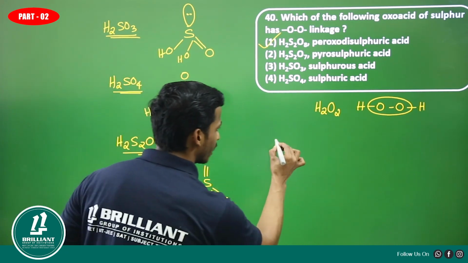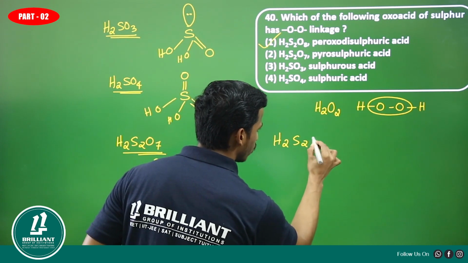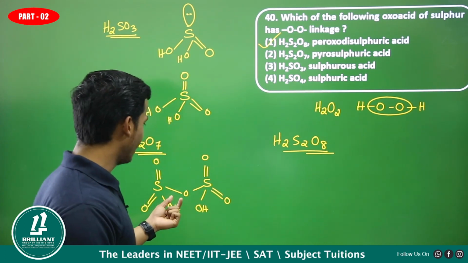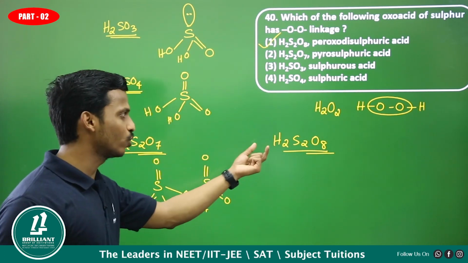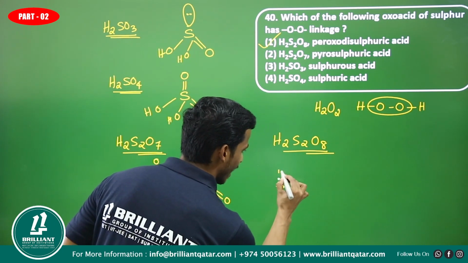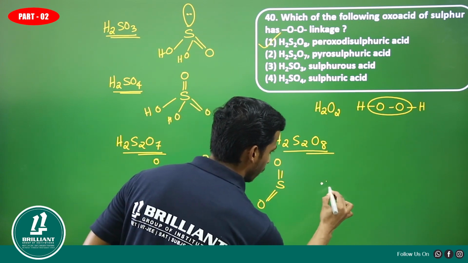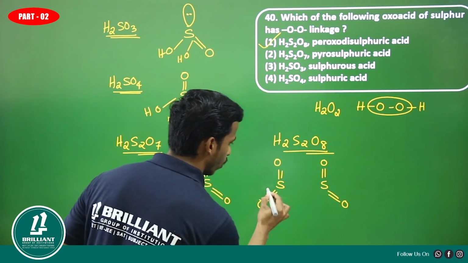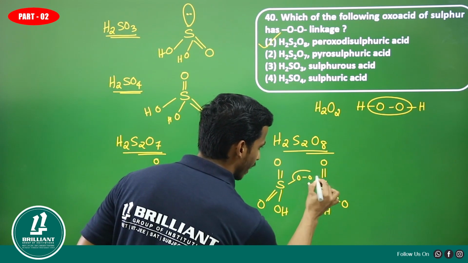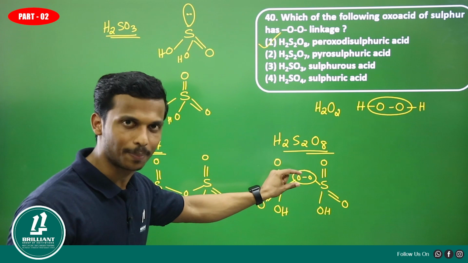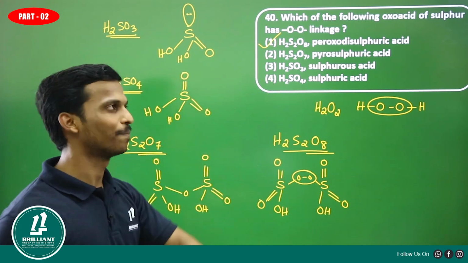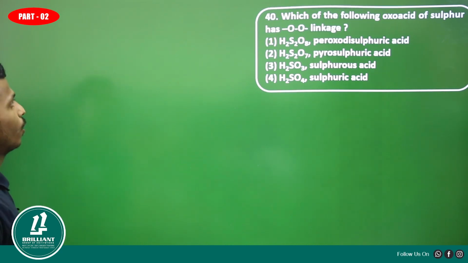Then what about another one? Last one, H2S2O8, peroxodisulfuric acid. Compared to H2S2O7, H2S2O8 has one oxygen extra, which you put between the two. So you get S double bond O, double bond O, S double bond O, double bond O, here one OH, here one OH, with an oxygen-oxygen linkage between. Here you can see peroxide linkage is present only in peroxodisulfuric acid. Answer is 1. So question number 40, option 1.